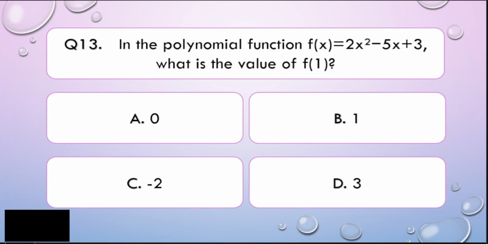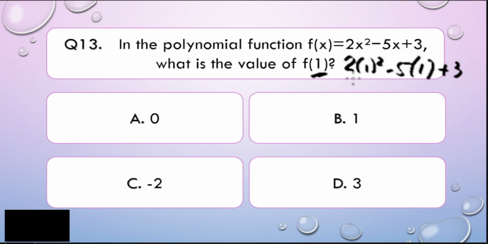Alright, math learners, the technique here is very, very simple. Why? Because what we need to do is just evaluate. So when we say evaluate, we will be substituting the value of x by 1, giving us 2 times 1 squared minus 5 times 1 plus 3.